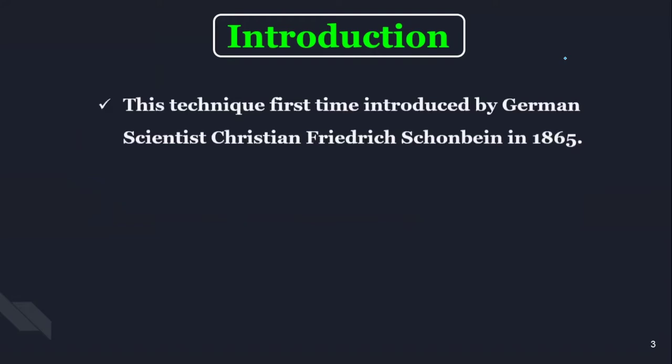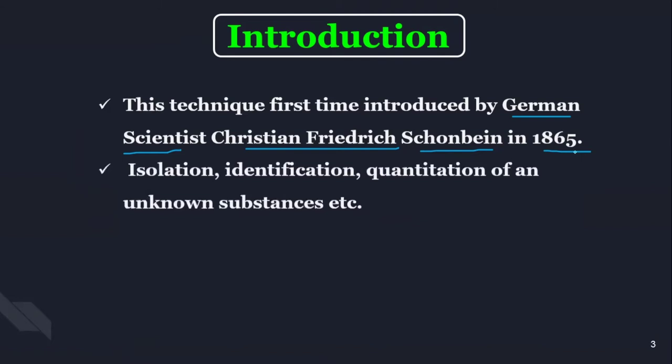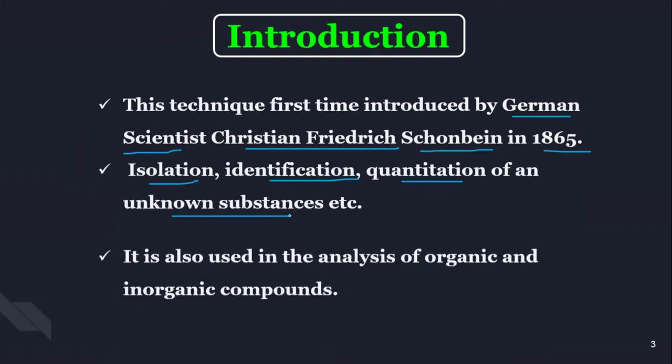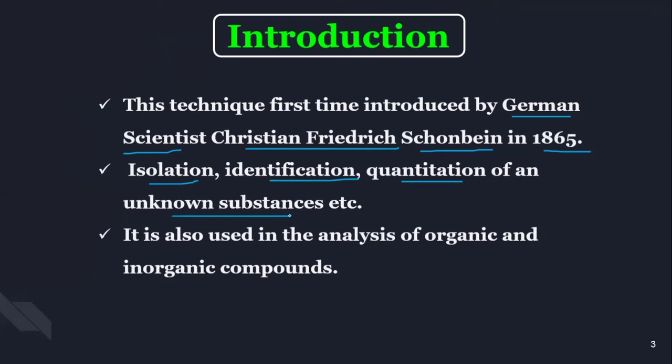The paper chromatography technique was first introduced by the German scientist Christian Friedrich Schönbein in 1865. Later on, this technique became very famous in many application areas of analytical chemistry. We use this technique for the isolation, identification, and quantification of unknown substances. It is also used in the analysis of organic and inorganic compounds. This is how paper chromatography is really very important.